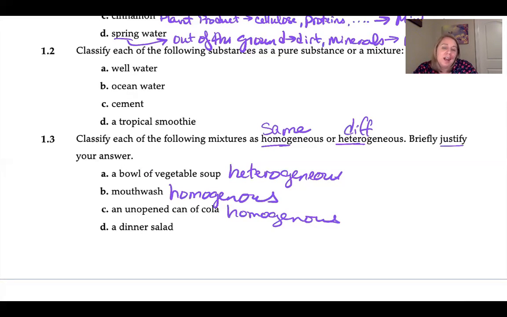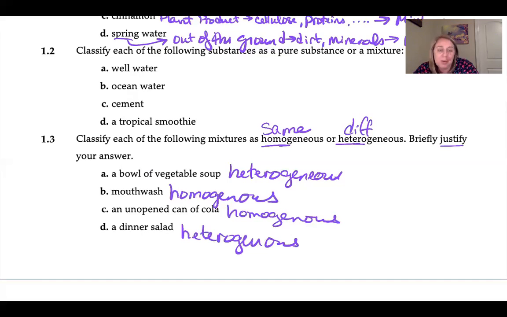And a dinner salad. Dinner salad, ooh, I need some lettuce, I need some tomatoes, I need some croutons, some cheese, all kinds of different things. And I can actually pick them out if I don't like them. Say somebody put olives on my salad and I didn't want olives, I could pick those off. So those different things that we can see, we have to classify that as heterogeneous.